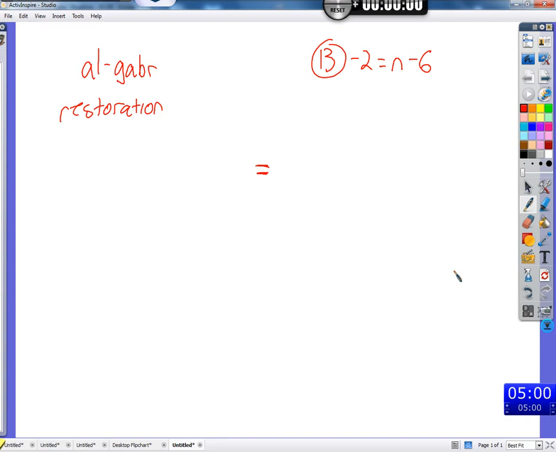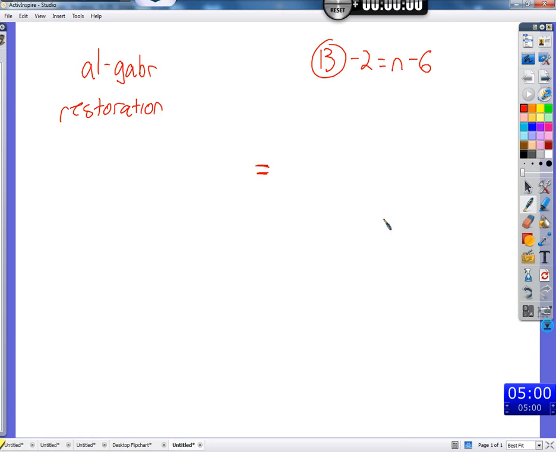So if we take our unknown quantity and subtract 6 from it, we get negative 2. And we may be able to just use our mental math and say, well, if I want to subtract 6 from something and get negative 2, then I'd have to start with 4. And for a while, it's a good check to be able to look at it with mental math and to solve it using the concepts of algebra and doing the same thing to both sides.